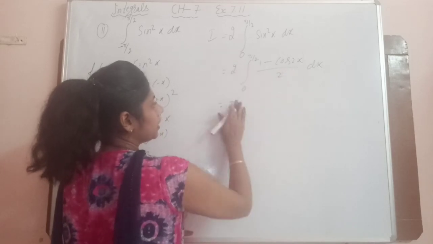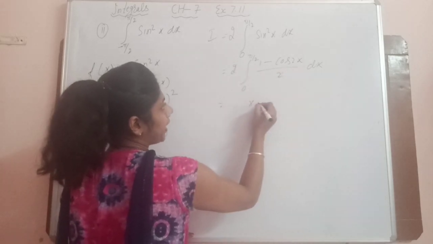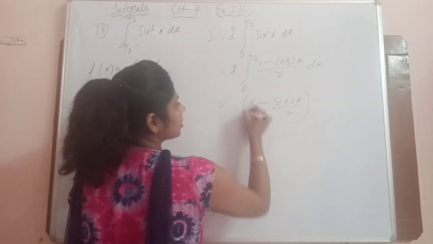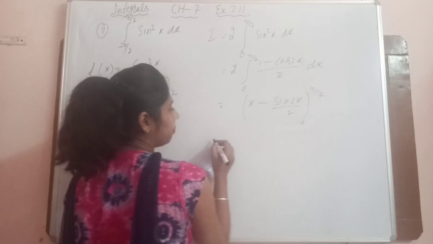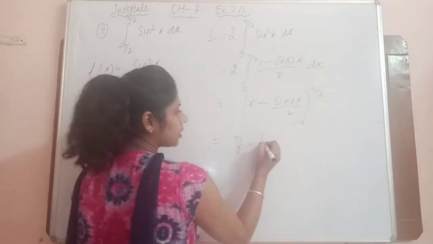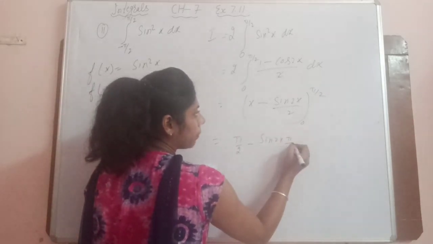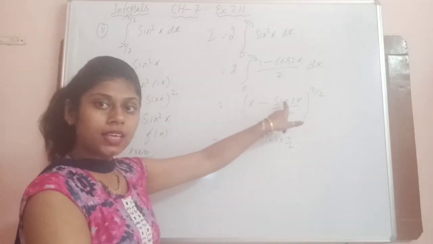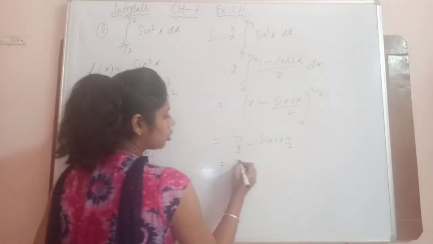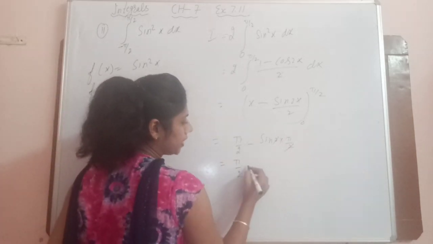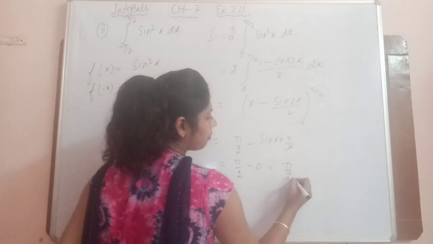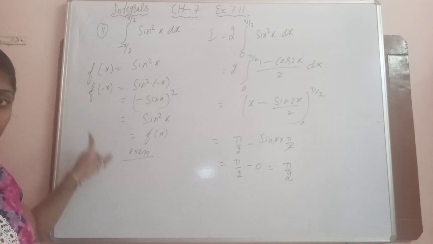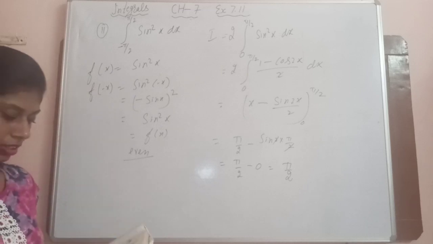This 2 will cancel. Integration of 1 is x, cos is sin 2x upon 2, from 0 to pi by 2. Then put the limits: pi by 2 minus sin 2 into pi by 2. If you put lower limit 0, it will become 0. Again sin 0 is 0. So pi by 2, sin pi is 0. So the answer is pi by 2. Clear? So firstly you have to check whether this is an even function or an odd function.